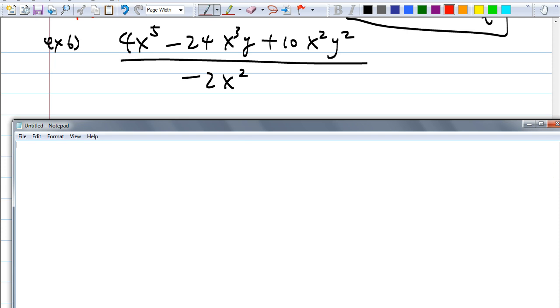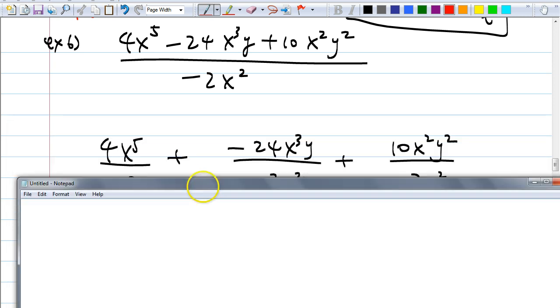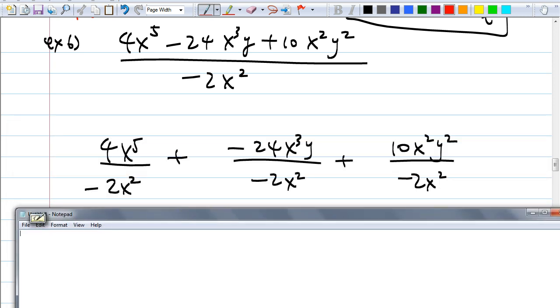Okay, so who could tell me, first of all, let's separate them into 3 fractions. Is that okay? So you get 4x to the 5th over negative 2x squared, right? Plus. Do you see how I changed this to addition? Did anybody not do that? Negative over negative is positive. That's fine. And plus 10x squared y squared over negative 2x squared.